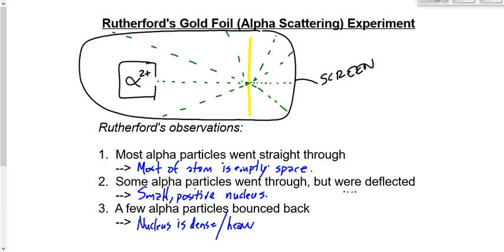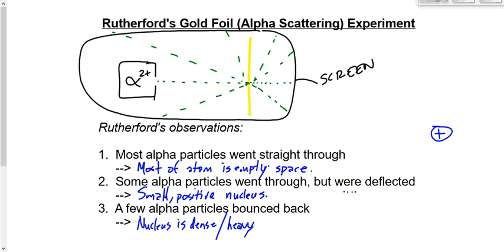Otherwise, this alpha particle that was going through would have just knocked it out of the way and gone straight through or got deflected again. So the fact that a few of these alpha particles bounce back tells us that the thing that's causing them to bounce back has got to be pretty heavy, relatively speaking, or dense. So now we have this model of the atom where we have a small, dense, positive nucleus. We still don't have protons and neutrons, but we do have a small, dense, positive nucleus.